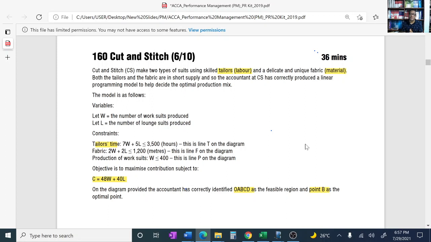In this session for performance management, I'll be looking at linear programming, and the question in particular is quite an old question, Cut and Stitch, June 2010, of the ACCA examination. It says Cut and Stitch makes two types of suits using skilled tailor, that's labor, and a delicate and unique fabric called material. Both the tailor and the fabric are in short supply, and so the accountant at CS has correctly produced a linear programming model to help decide the optimal production mix.